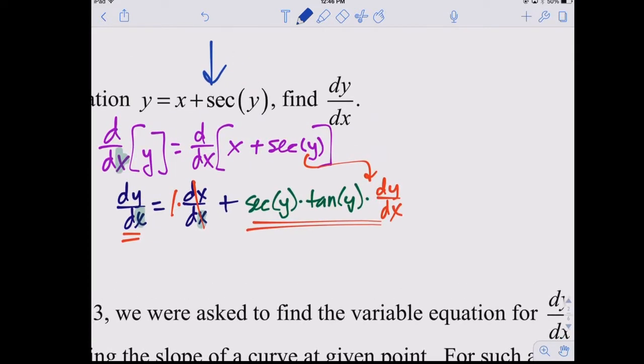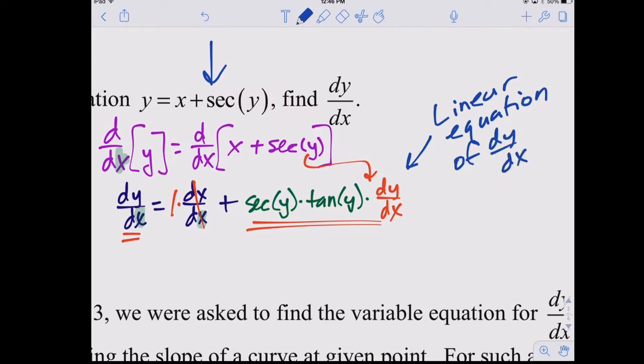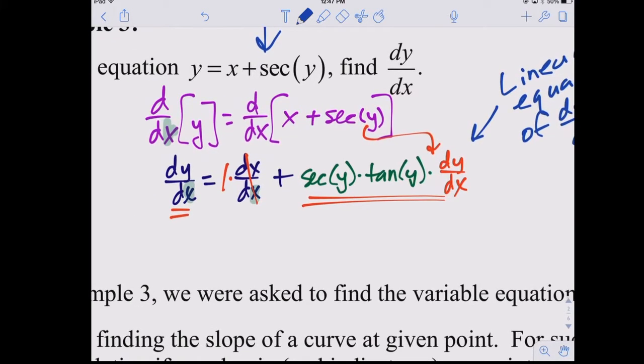You're always going to be able to solve for dy/dx after you take the derivative, because the derivative will always be a linear equation of dy/dx in terms of the other variables. So you'll always be able to solve for dy/dx.